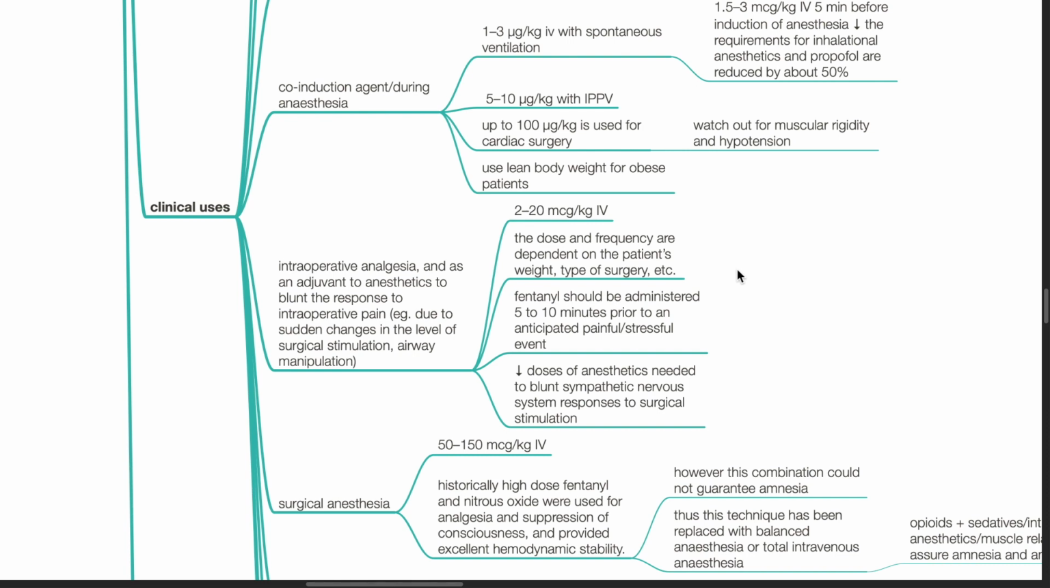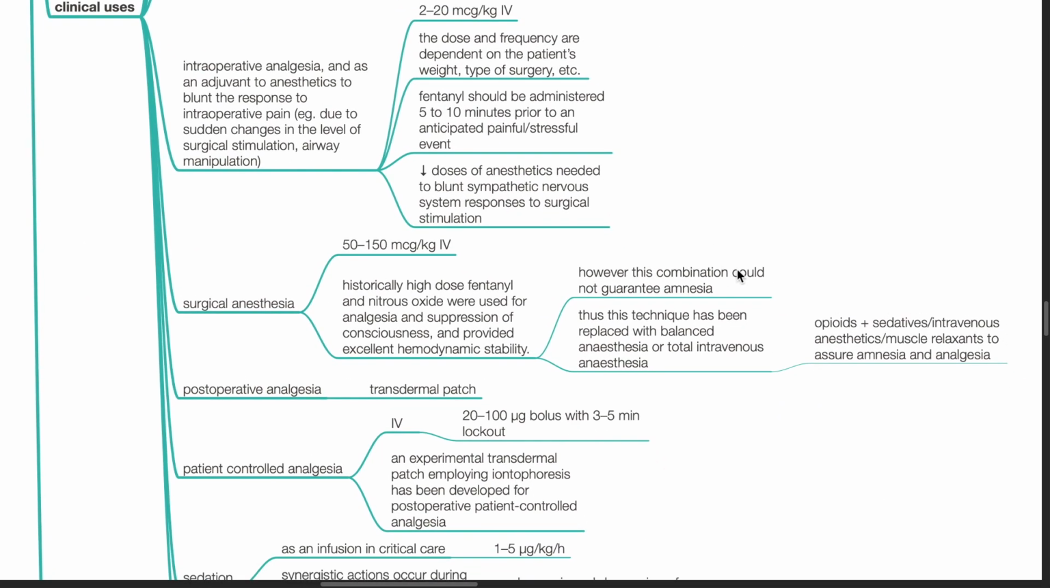Fentanyl should be administered 5 to 10 minutes prior to an anticipated painful, stressful event. Fentanyl reduces the doses of anesthetics needed to blunt sympathetic nervous system responses to surgical stimulation. The dose for surgical anesthesia is 50 to 150 mcg per kg IV.